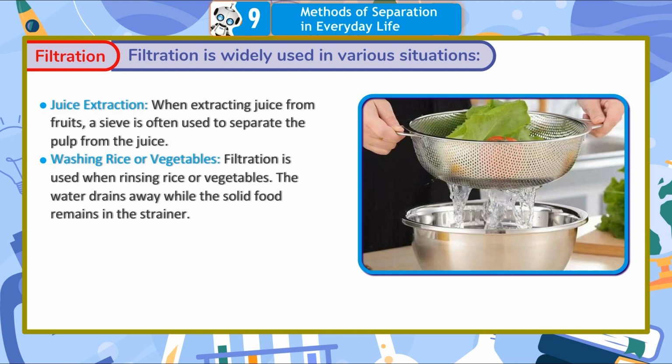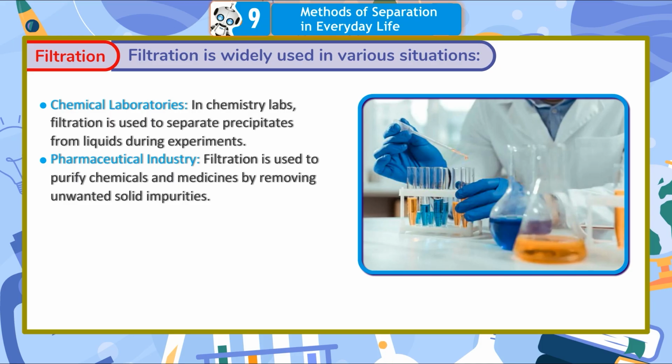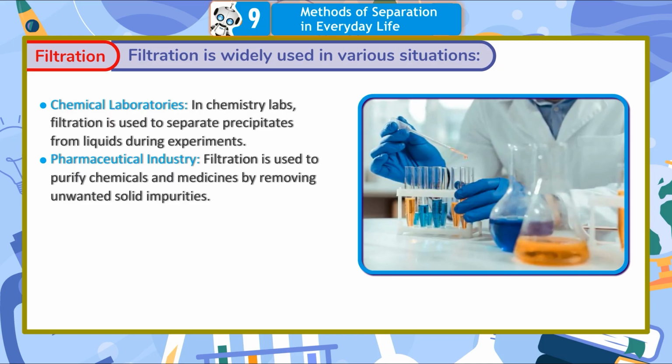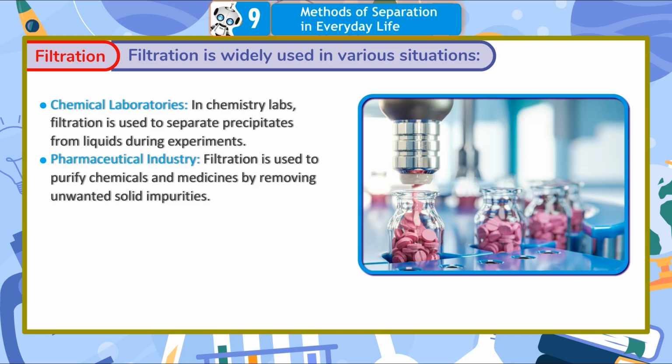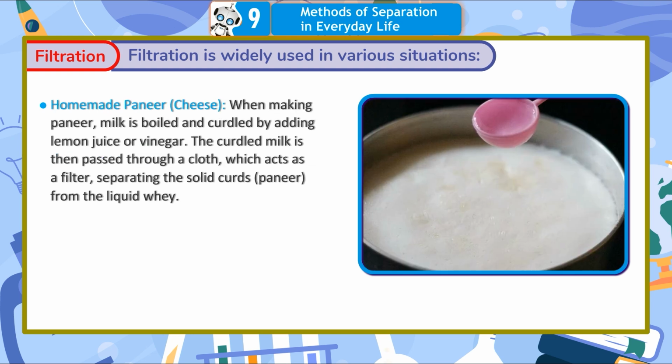Washing rice or vegetables. Filtration is used when rinsing rice or vegetables. The water drains away, while the solid food remains in the strainer. Chemical laboratories. In chemistry labs, filtration is used to separate precipitates from liquids during experiments. Pharmaceutical industry. Filtration is used to purify chemicals and medicines by removing unwanted solid impurities.